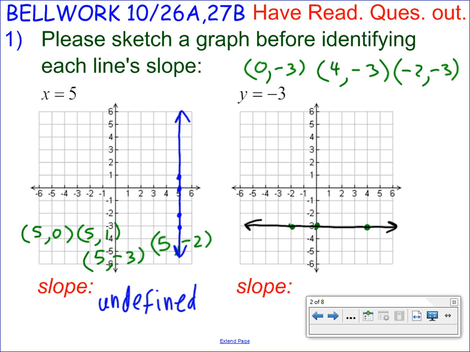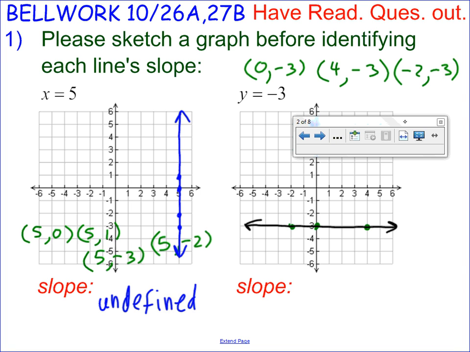And what's the slope of a horizontal line? Logan? 0. So the slope of a horizontal line is 0. Raise your hand if you have that for the second one. So horizontal line and the slope is 0. Great, thanks, hands down, nice job.